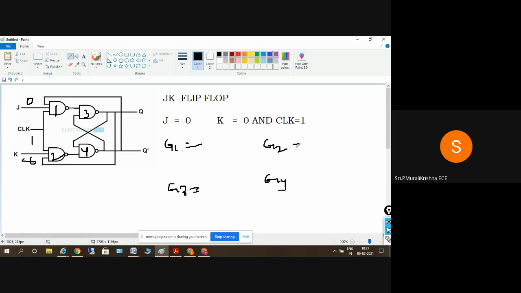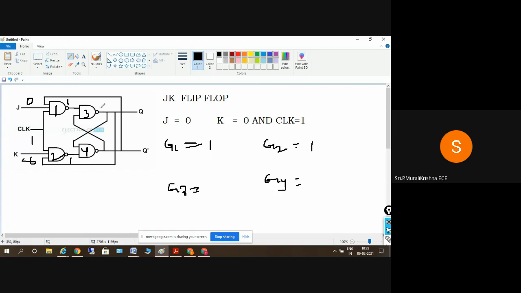The main problem lies with the 0 0 and 1 1 cases, which need a little calculation. That is what you have to understand here. When one of the inputs is 0, the output is equal to 1. G1 is 1 and G2 is also equal to 1. So here we got a 1, and here we got a 1.